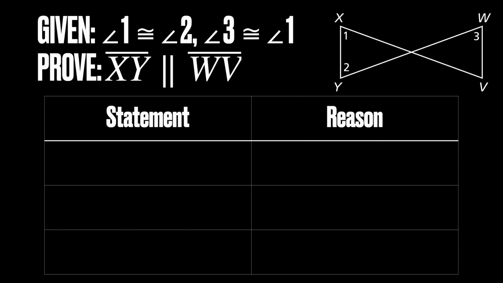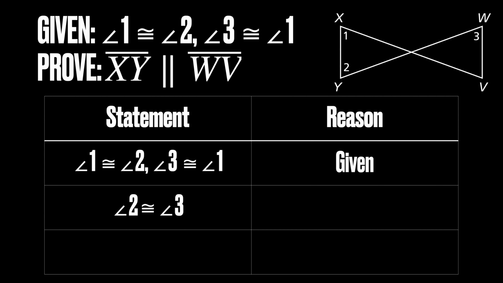A proof. So in this case, the first line we already know. The first line is the given. So angle 1 is congruent to angle 2, angle 3 is congruent to angle 1. And the reason we know that is because it's given. So now we have to go, what do we notice from the given? So in this case, 1 is congruent to 2 and 3 is congruent to 1. That means 2 and 3 are both congruent to 1. And if they're both congruent to angle 1, then they should be congruent to each other. And that is because of the transitive property of congruence in this case.